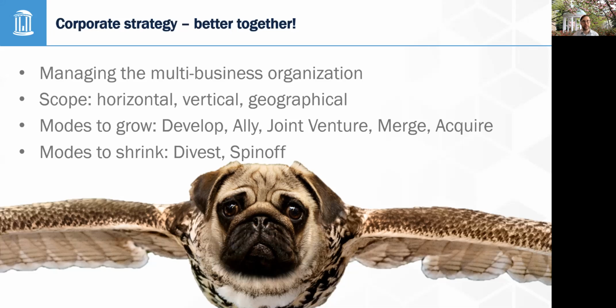In addition to talking about scope and why varying the scope of a firm can create value, we'll also be talking about ways of achieving that scope, both from the growing side and the shrinking side. We'll be talking about internal development, alliances and joint ventures, mergers and acquisitions. And on the reducing scope side, we'll be talking about divestitures and spinoffs. I think all of that's pretty interesting. Hopefully you will continue to agree with that as the course continues.